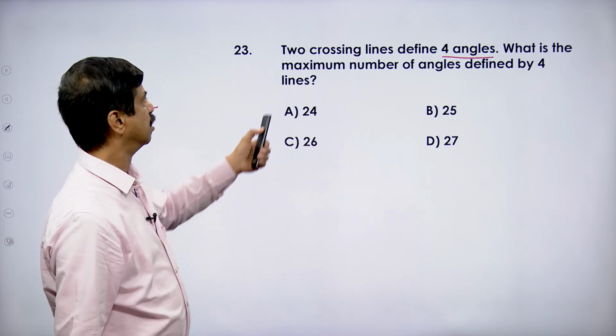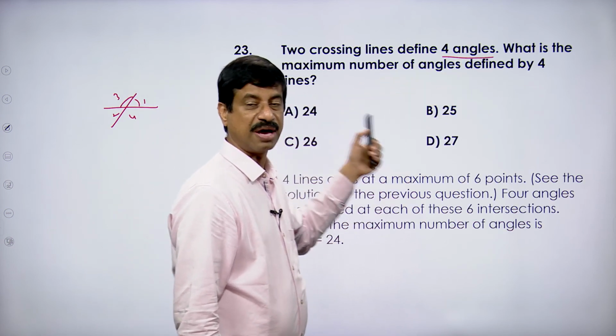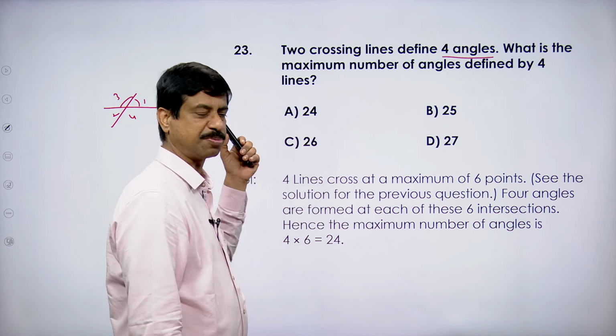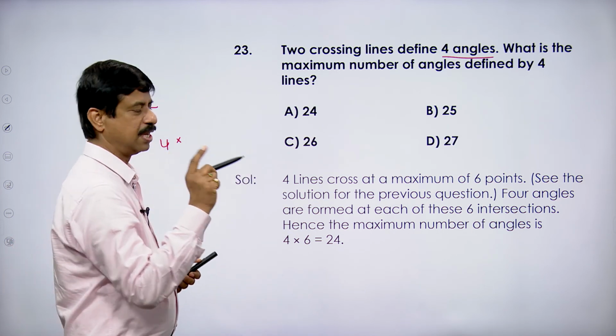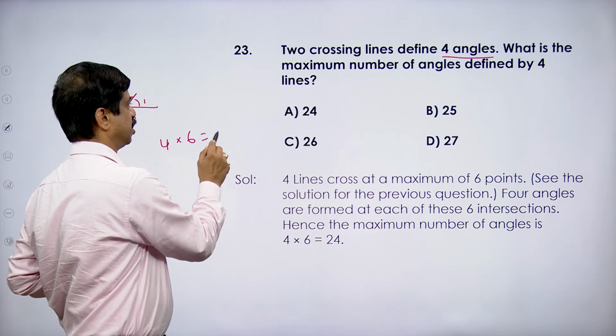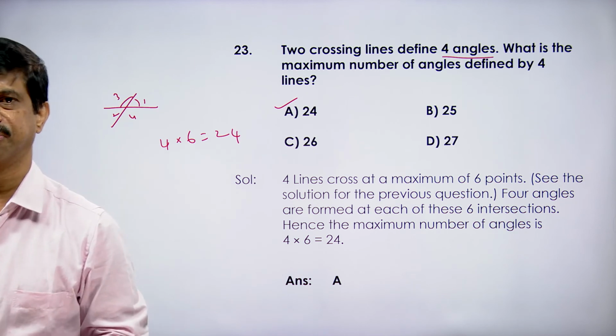So here 1 crossing point will give you 4 angles. So you have 6 crossing points as per the previous problem. So total number will be 4 for 1 point, and there are 6 such points. 4 into 6, that is 24. That is option A. Please note it fast, quick.